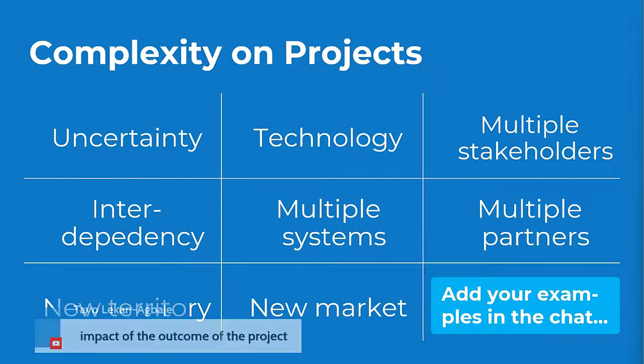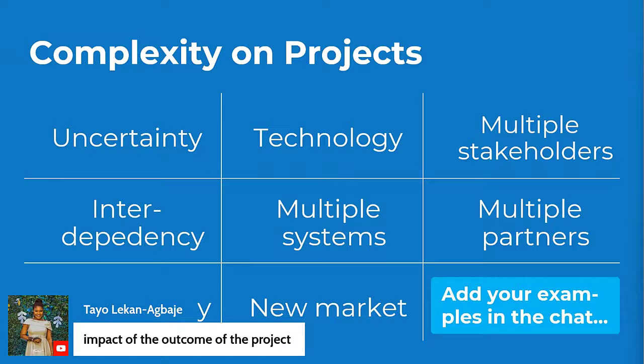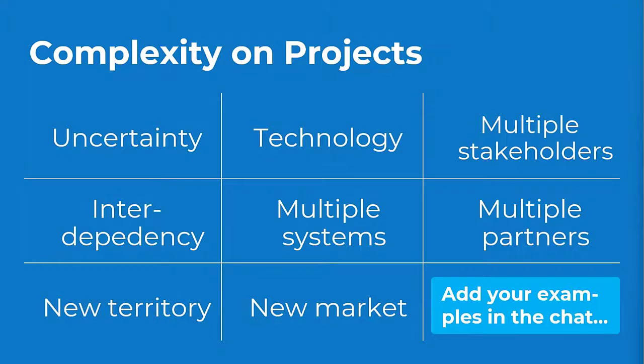Okay. Tayo has one: impact of the outcome of the project. Exactly. So that can add complexity to what you're doing. So you're adding complexity to your organization with your project. And I think that ties it nicely into principle number 12, which is change management. And we'll look at that in a little bit.